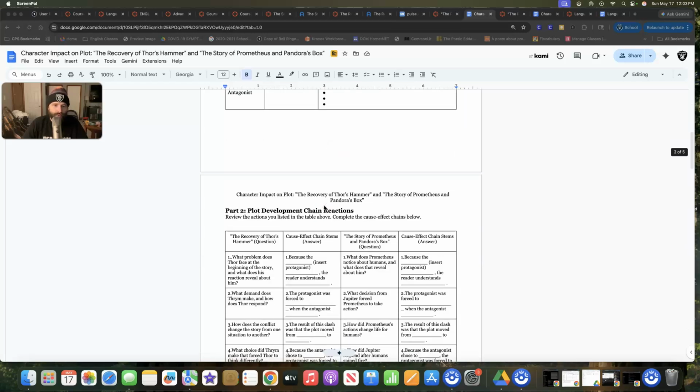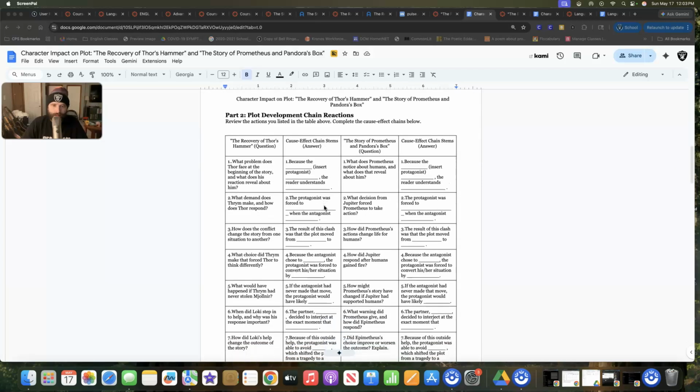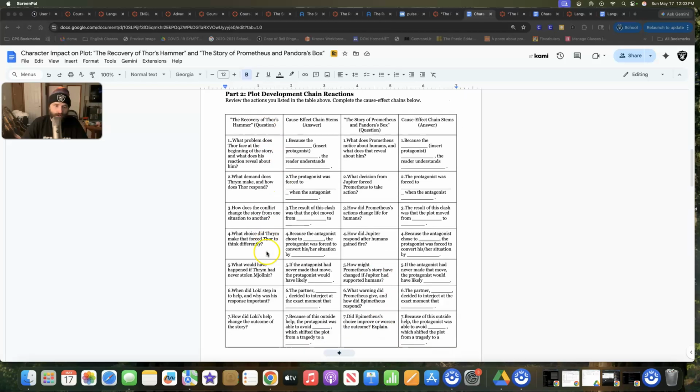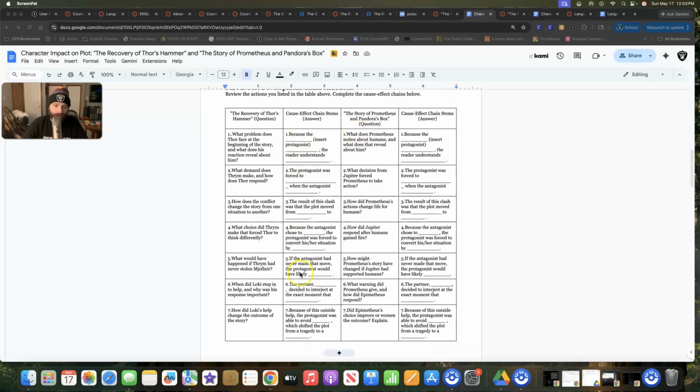All right. So second section here, I tried to make it a little bit easier than last time. So this time I changed it so that here's the Thor column and here's the Prometheus column. Every Thor column has a question, every Prometheus column has a question, and then the fill in the blank answers. I think these questions fit a lot better than they did last week because I separated them. I think when it was just one for both, it was too much. So now I have one for each section.